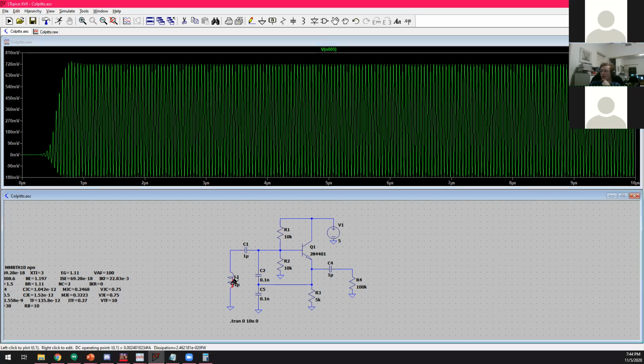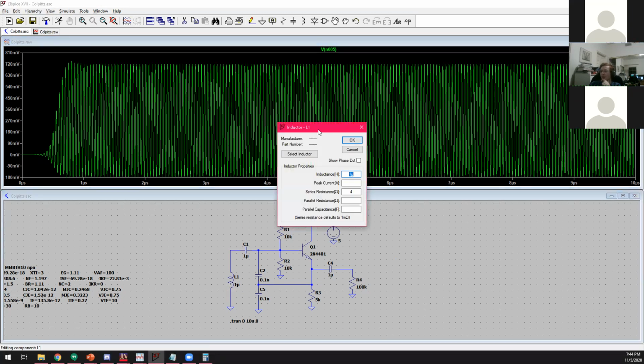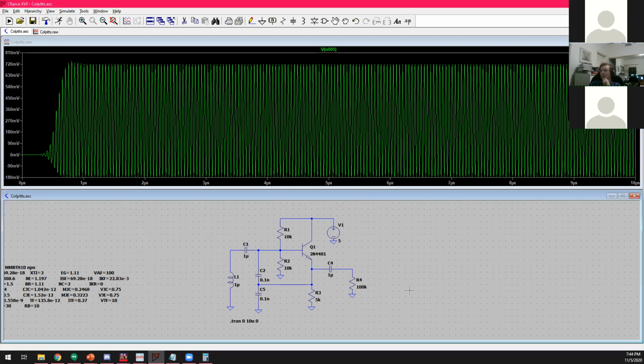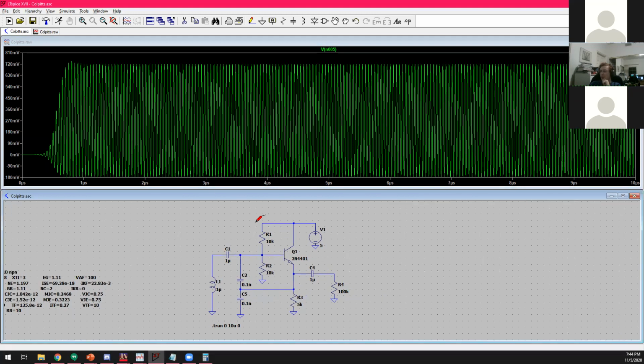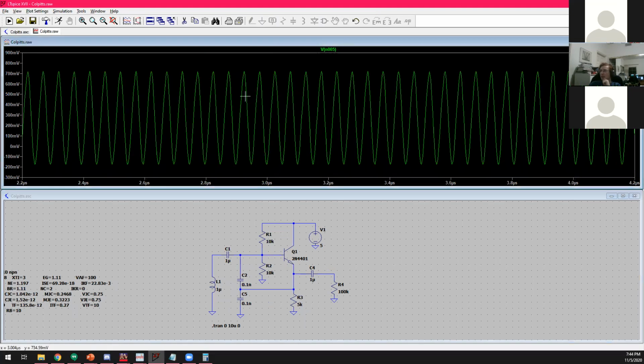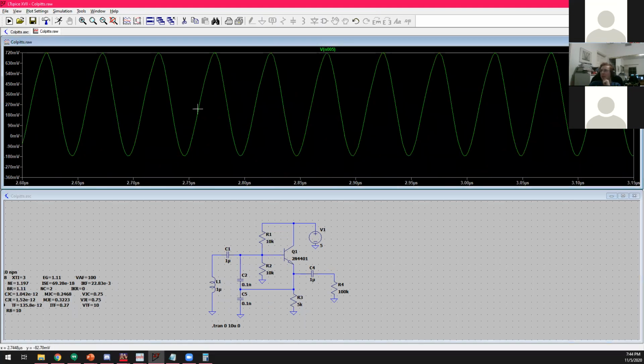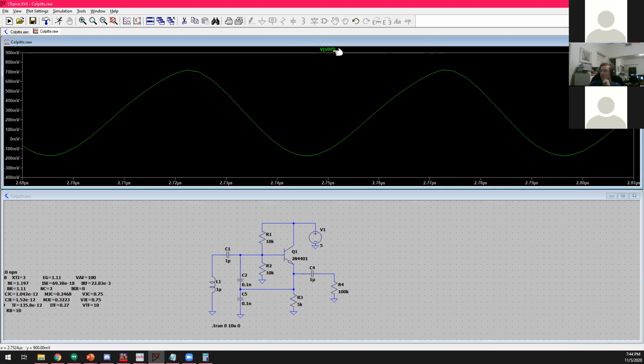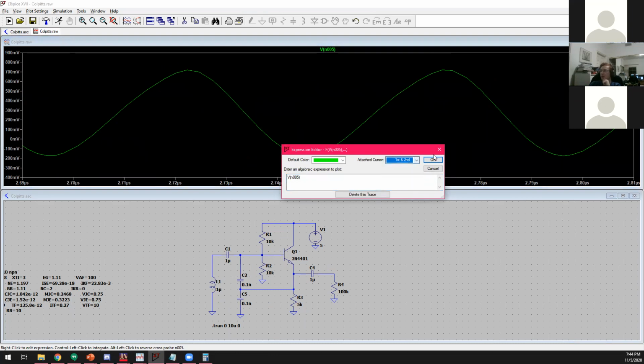Oh, I should also mention the other thing I did: if I right-click the inductor, you can add a series resistance. So just to make this more realistic, I added a 4 ohm resistance to that inductor. But anyway. Okay, so question is, what frequency is this? You could do it the hard way by zooming in until you get enough resolution, and then you take a couple cursors.